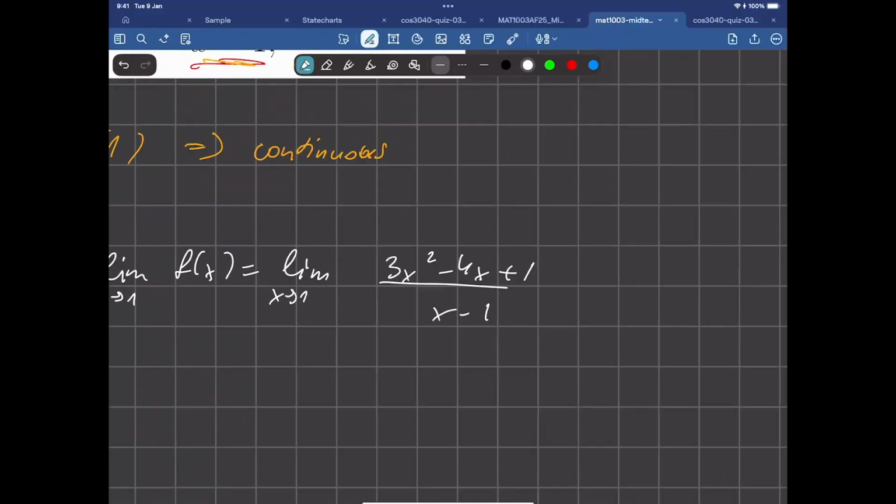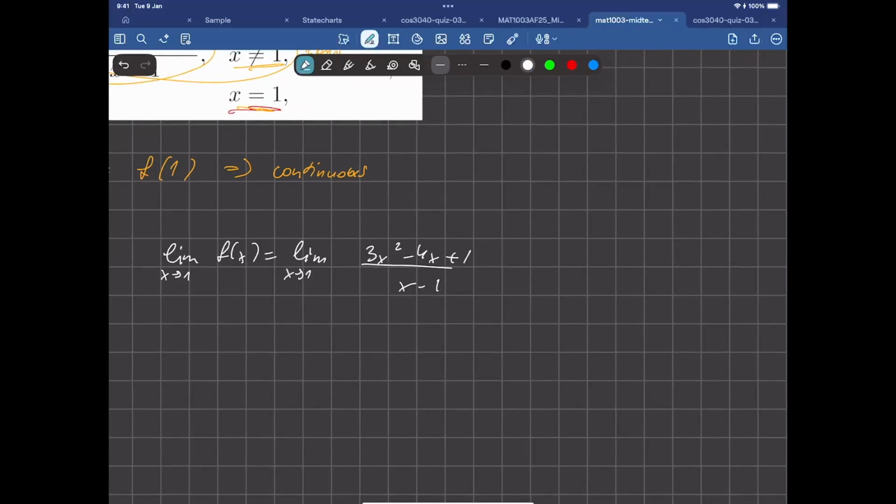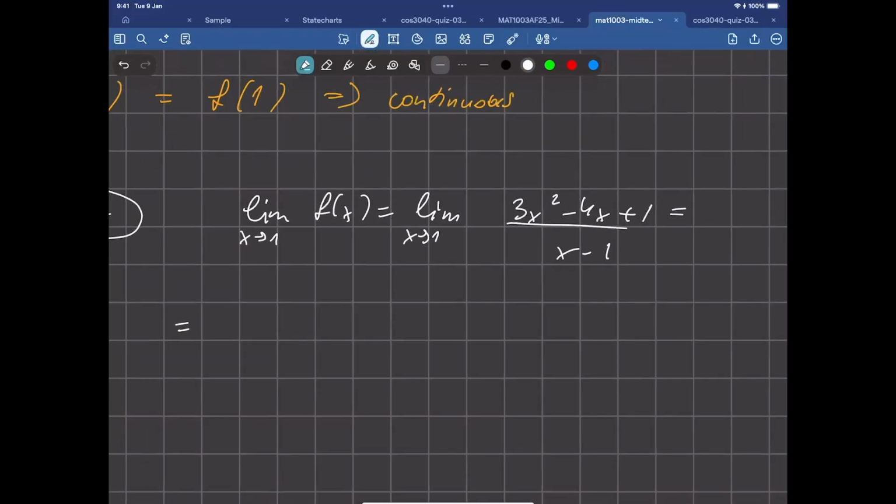Now, if I plug in 1, I'm going to have 3 minus 4 plus 1 at the numerator, which is, guess what, 0. The denominator is also going to be 0, so that's an indeterminate form. Therefore, I'll need to somehow rewrite it in order to find the limit. What can I do? Well, at the top, I could try factoring this out.